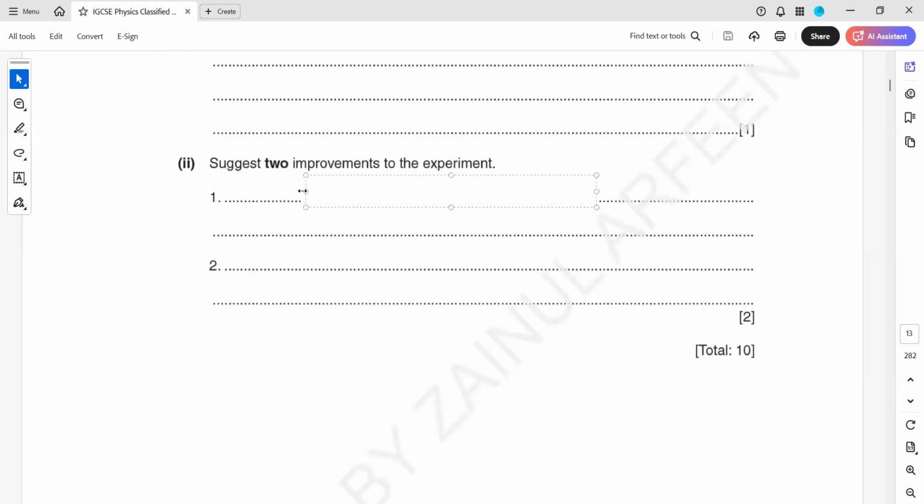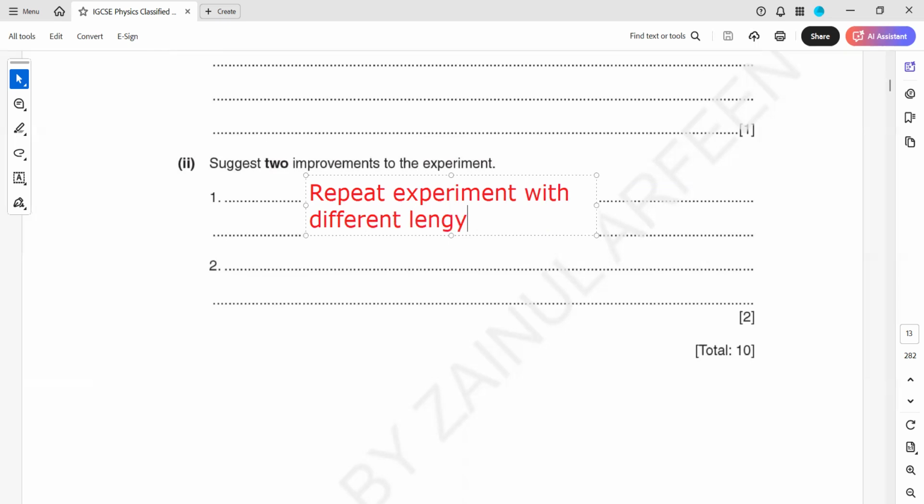Repeat the experiment with different lengths. And what else? How can we make the time period accurate? In this experiment we did 10 oscillations. How can it be more accurate? Record the time for 20 oscillations.